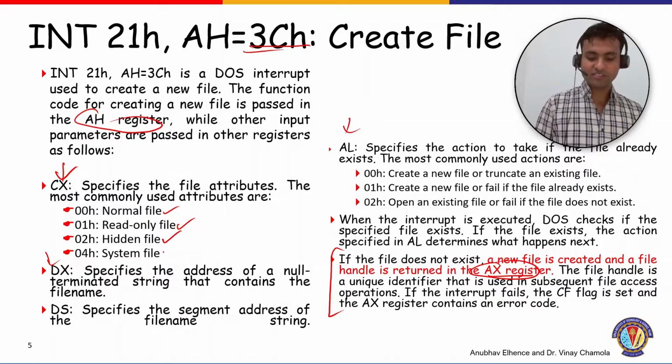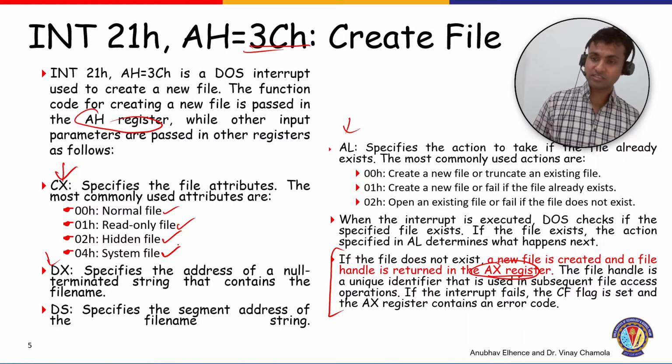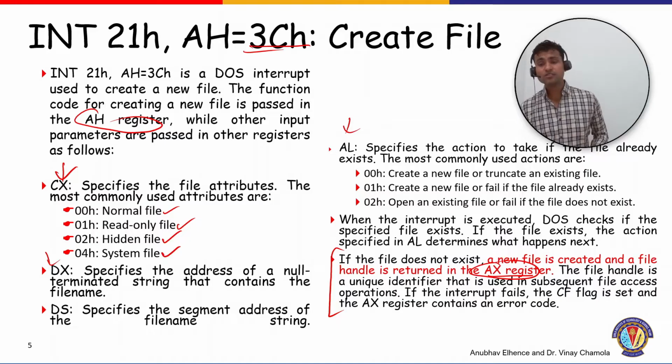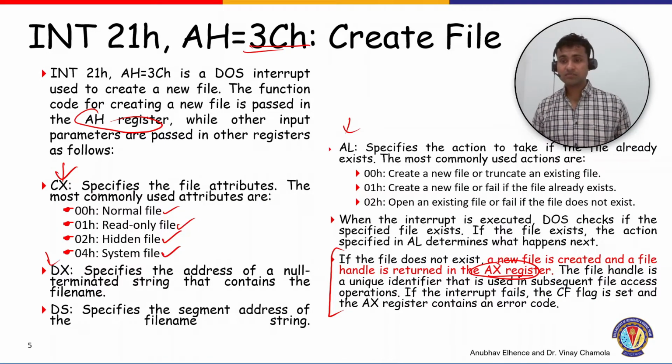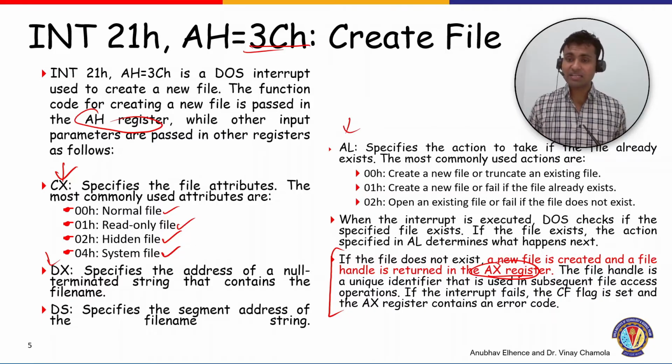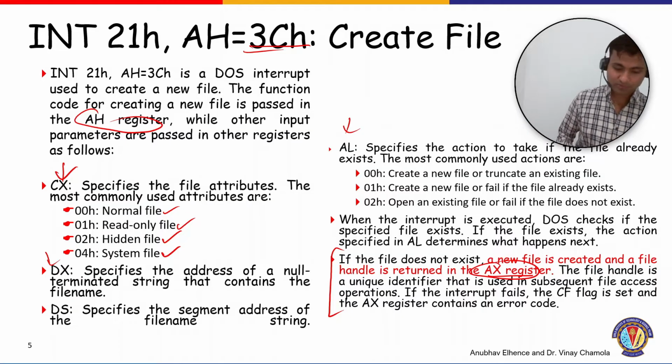If 02h is there, then it's a hidden file, and if 04h is, then it's a system file. So just like in our Windows operating system, which we are all used to, when we right click and make the file as hidden, or there are certain attributes which we can set in the properties panel of that file. So these are some of the file attributes.